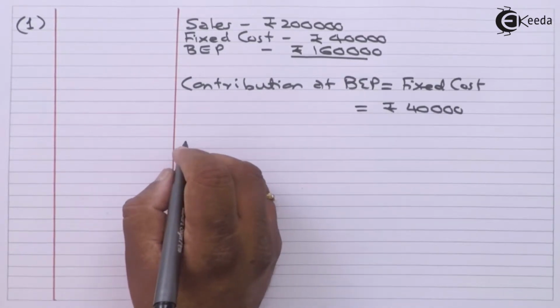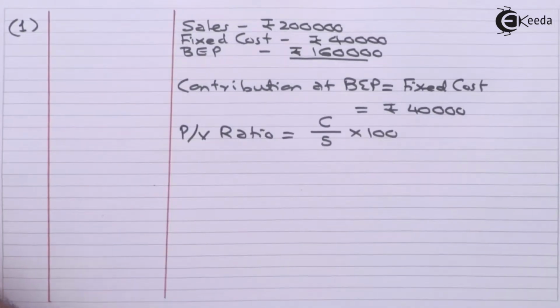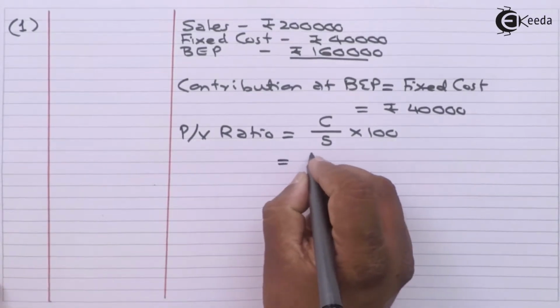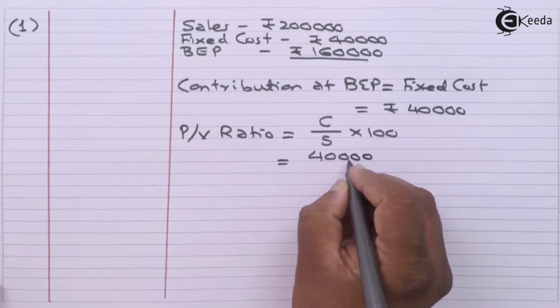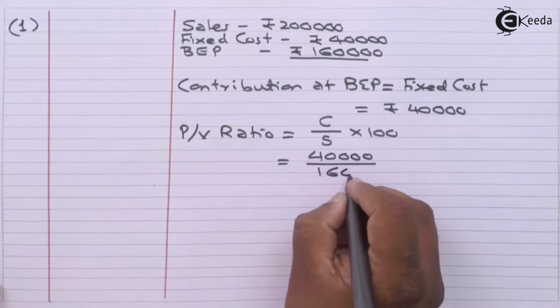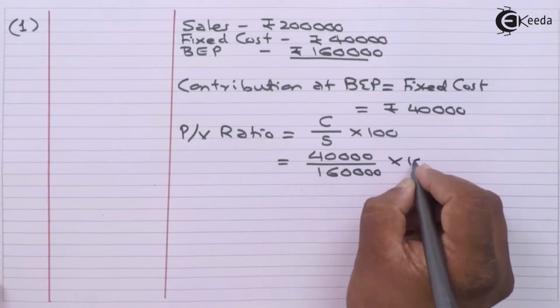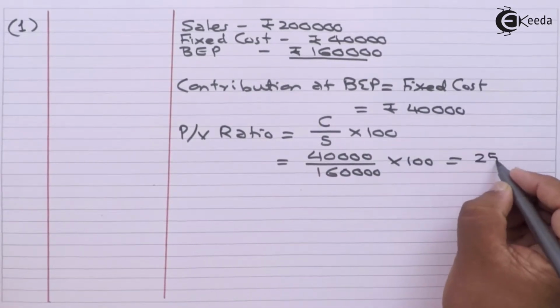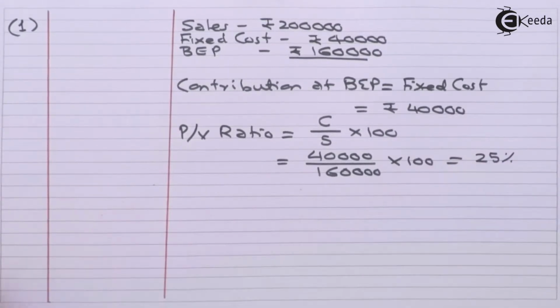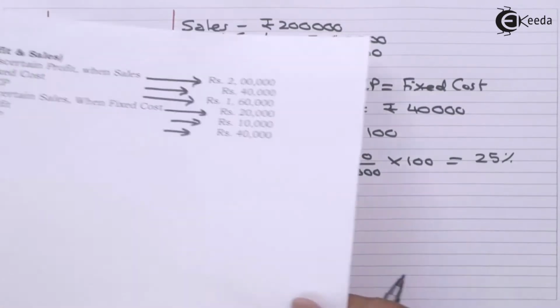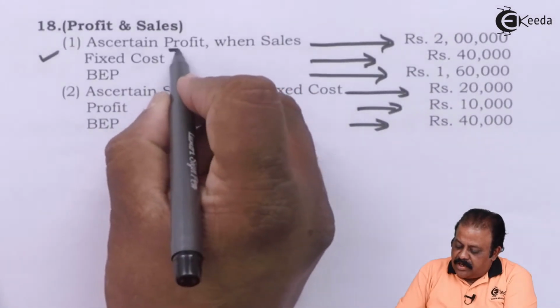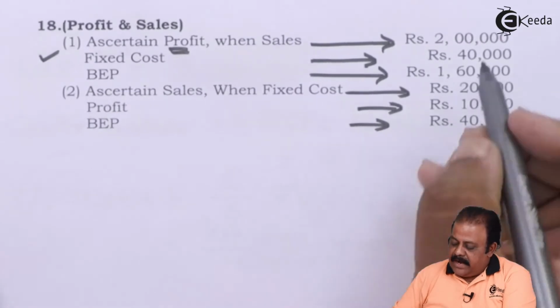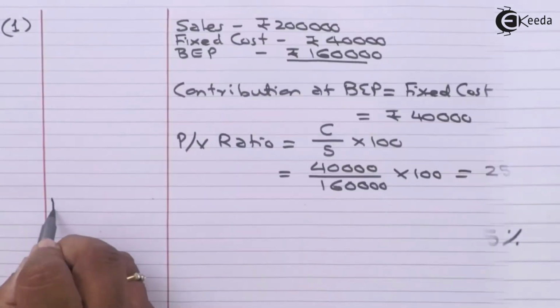We'll try to find out PV ratio. Formula of PV ratio is contribution upon sales multiplied by 100. Contribution is 40,000, sales 1,60,000, multiplied by 100. So it is 25%. So we have calculated profit volume ratio 25%. We are required to find out here profit at sales of 2 lakhs.